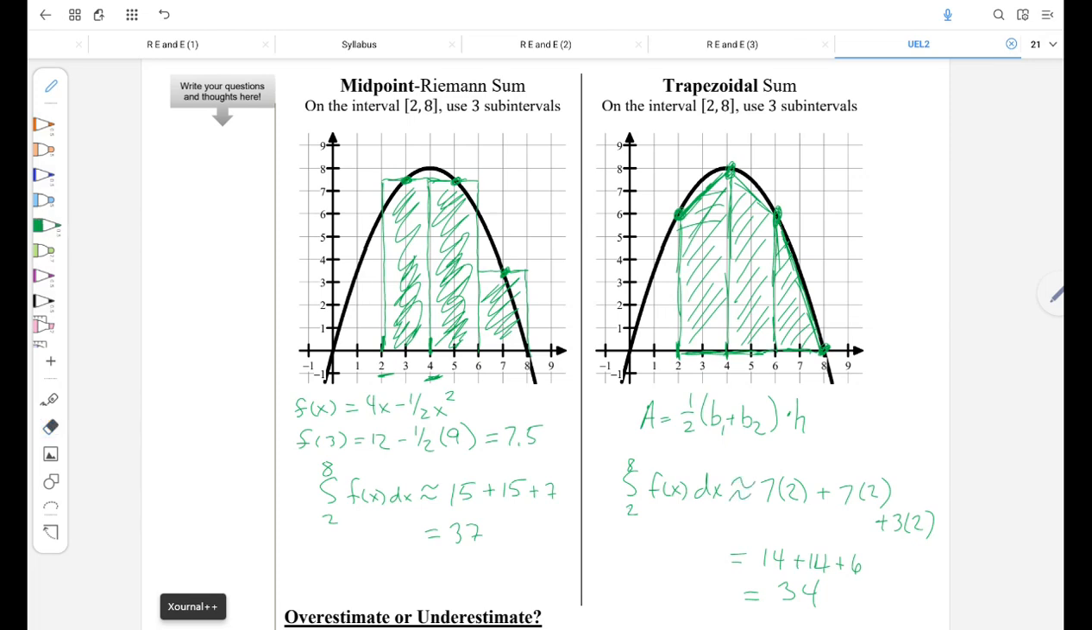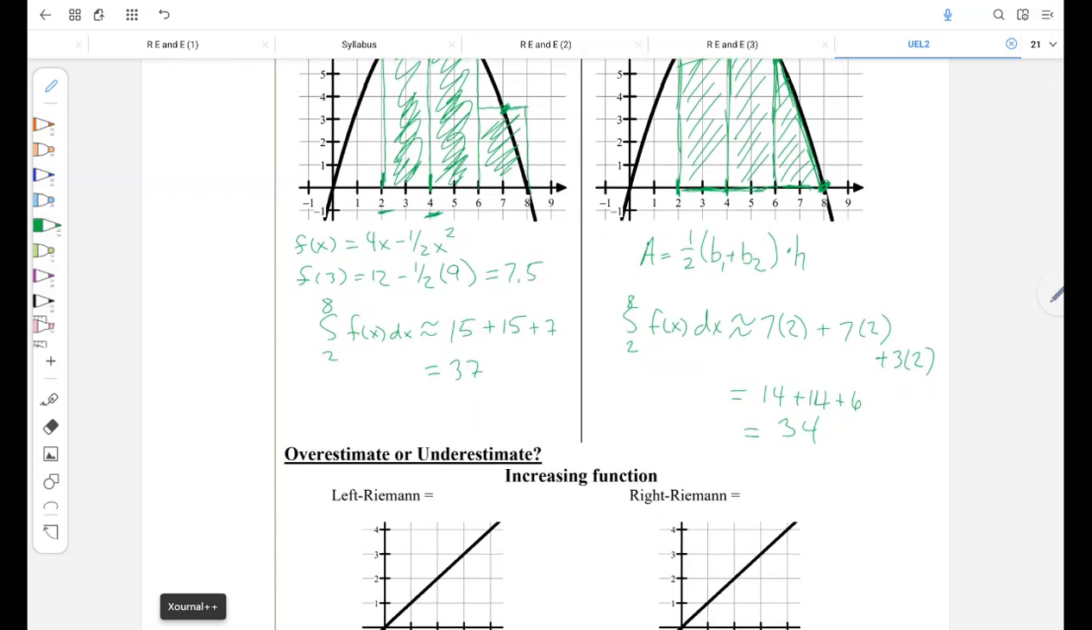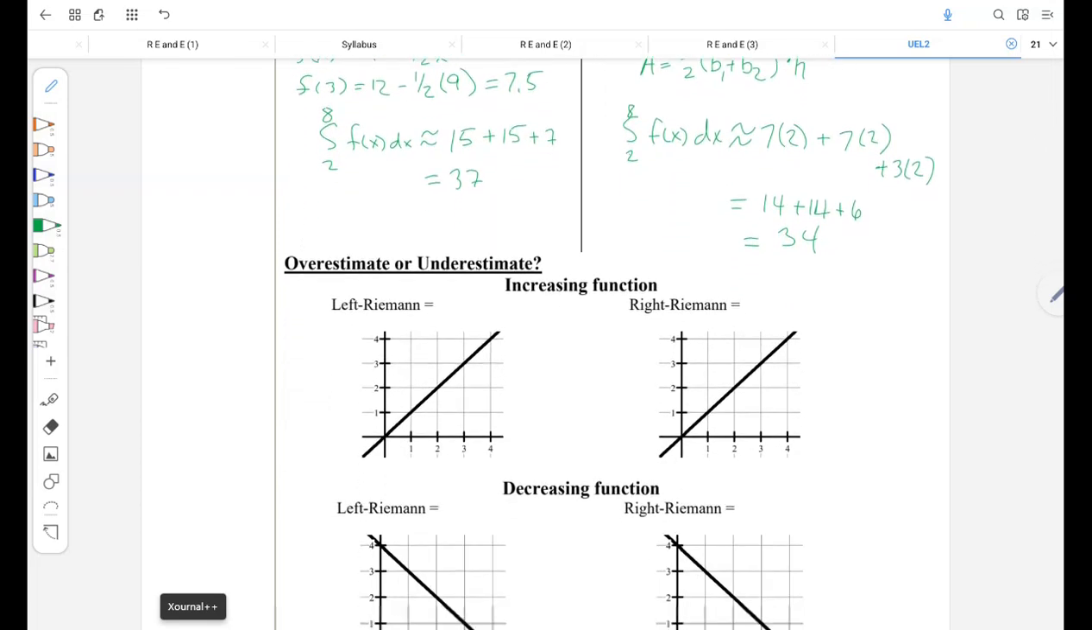34. If you had to pick one that was going to be the closest, which would you say? Definitely the trapezoidal. Is it an underestimate or an overestimate? Under. Yeah, clearly under, right? Some of them had a little bit of both. If you look next door to the midpoint sum, that had parts where it was underestimating and parts where it was overestimating. Well, there are conditions, and that's what we're going to look at next. There's a little bit to remember here, and there's a little bit that you can figure out.